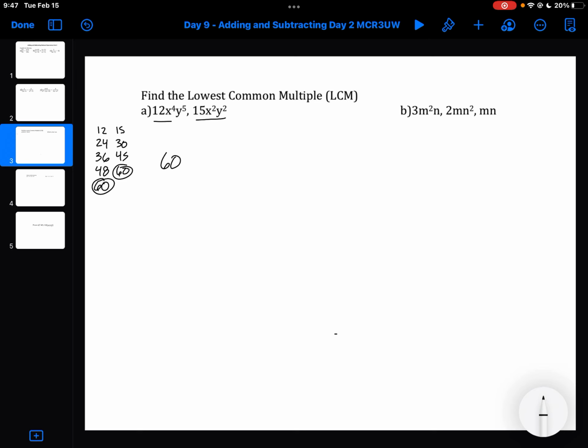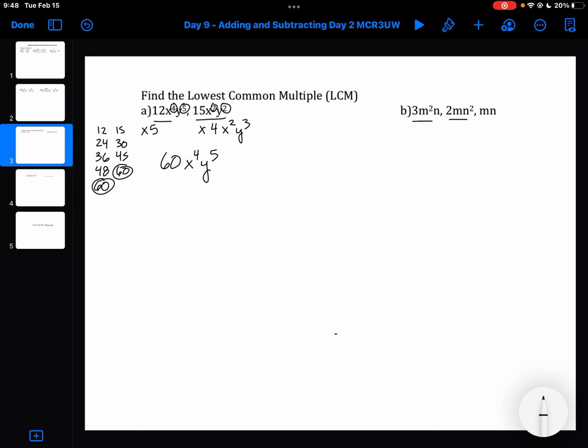For the variables, I need to work my way up to the highest exponent for each particular variable. So for x, I have x to the 4 and x squared. So my lowest common multiple is x to the 4. Here I've got a 5 and a 2 on the y, so my lowest common multiple would be y to the 5. I would get here by multiplying my first one by 5 and my second expression by 4x squared y cubed.